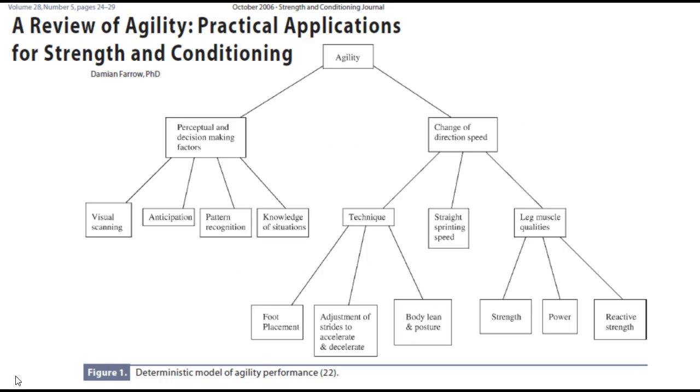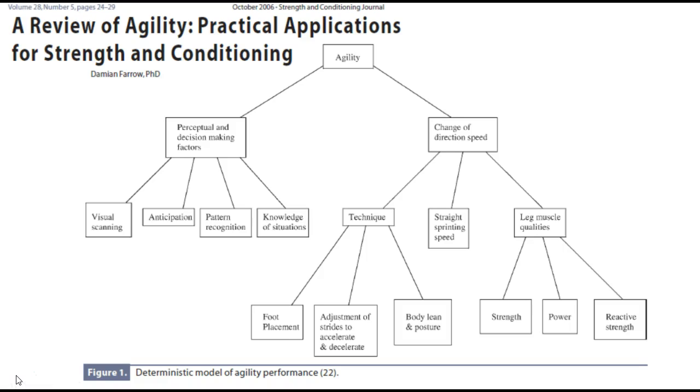This diagram, created by Damien Farrow back in 2006, does a really nice job of laying out, for all of you visual learners out there, the different elements that comprise agility. You can see that technique comes from proper foot placement, any adjustments the athlete may make to their strides in order to accelerate, decelerate, or re-accelerate, as well as things like body lean and posture. Technique, straight sprint speed, as well as leg muscle qualities to produce strength, power, and reactive strength, all lead to an athlete's ability to change direction quickly as well as efficiently.